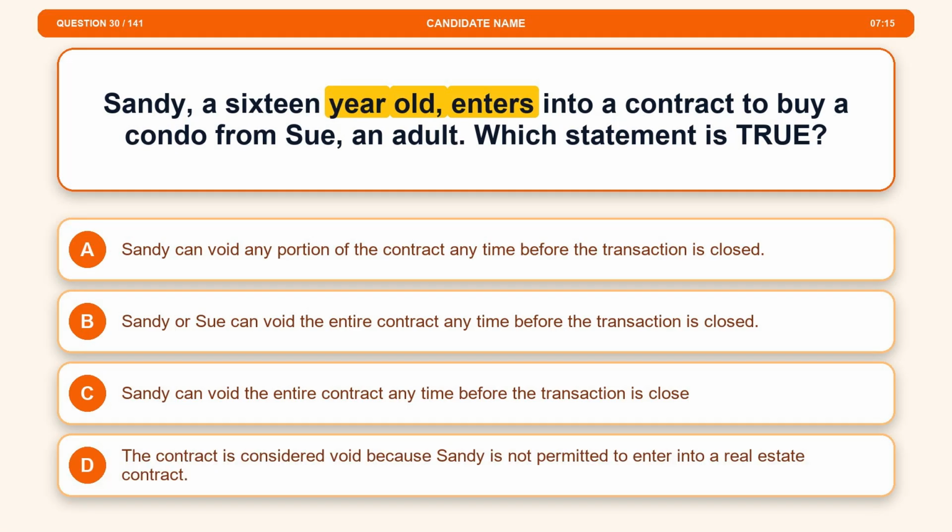Question 30. Sandy, a 16-year-old, enters into a contract to buy a condo from Sue, an adult. Which statement is true? Option A. Sandy can void any portion of the contract any time before the transaction is closed. Option B. Sandy or Sue can void the entire contract any time before the transaction is closed. Option C. Sandy can void the entire contract any time before the transaction is closed. Option D. The contract is considered void because Sandy is not permitted to enter into a real estate contract.